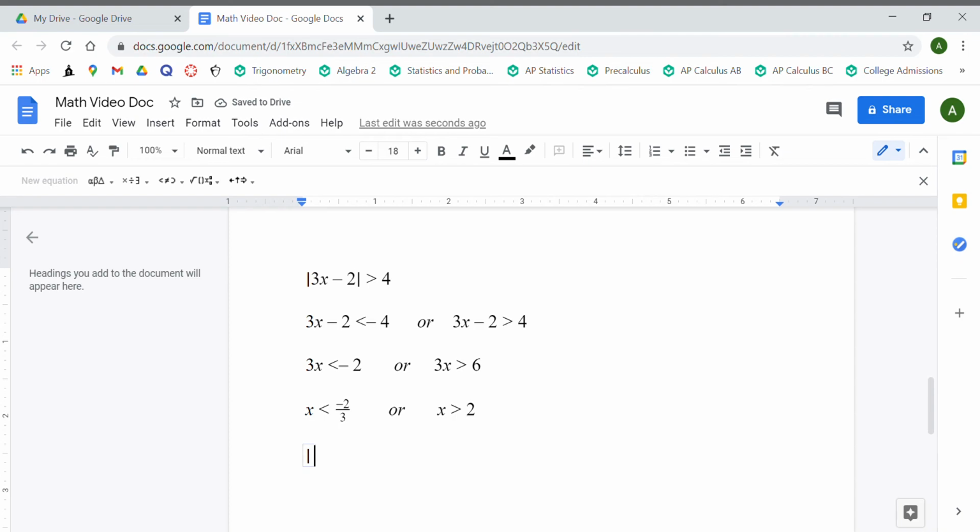Alright, so how about I give you, actually I'm going to give you a more challenging one to solve. I will tell you that you are going to need to make sure that you isolate this absolute value term first before you decide to go and solve this. Okay? So, not less than, greater than.